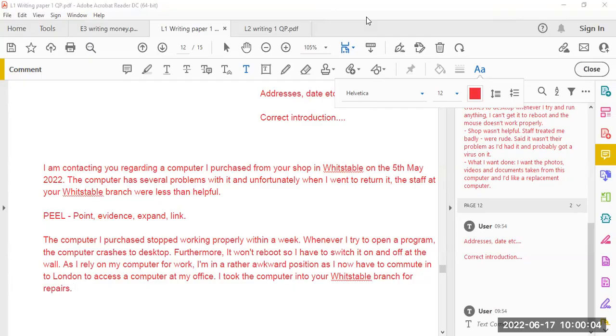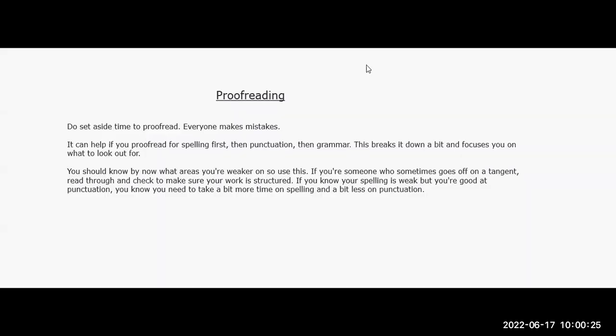Next, we're going to look at proofreading. Right, first off, proofreading. No one likes proofreading. They really don't. I don't think I've met anyone who likes proofreading. But it needs doing. It absolutely needs doing. Do set aside time for it. There are some tips to make your life easier when it comes to proofreading, though. I'm going to quickly go through those, okay?